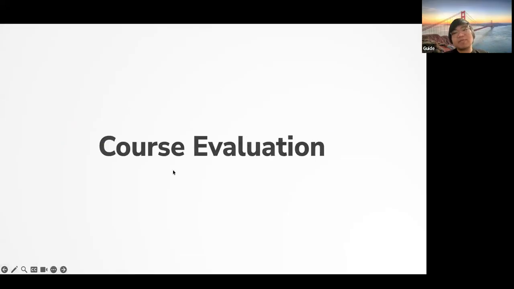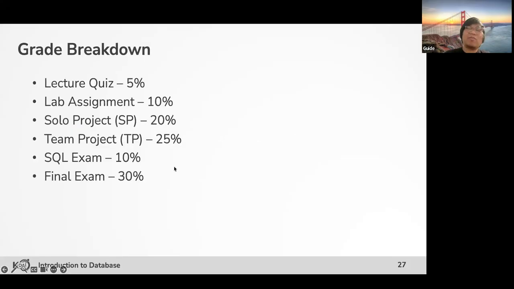Next is the evaluation of this course. I will go through it quickly. We have many ways to evaluate you: lecture, lab assignment, solo project SP, team project TP, SQL exam, and final exam. So we have two exams. The SQL exam will be pretty close to the midterm week, but we want to separate it from the actual midterm week because we would like to use a computer lab. For the final exam, you go into a normal exam room and do the written exam. It will be more on theory, so you need to be well prepared.